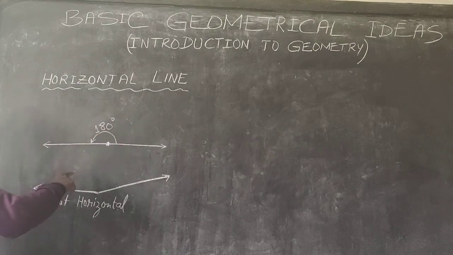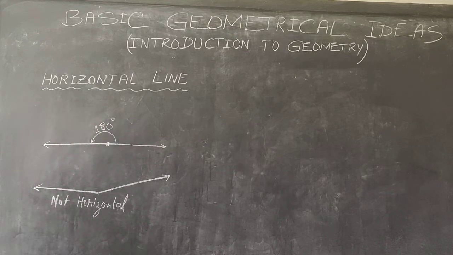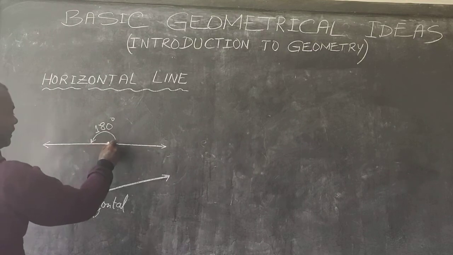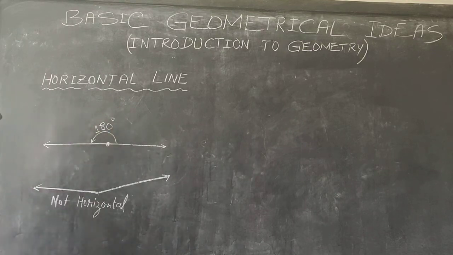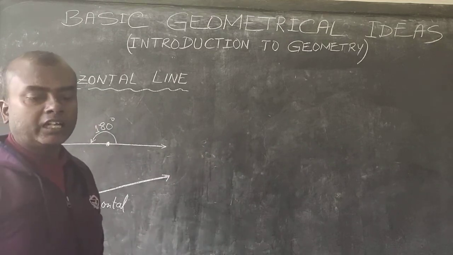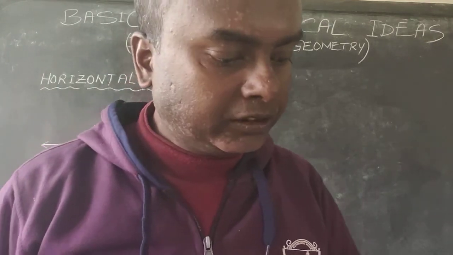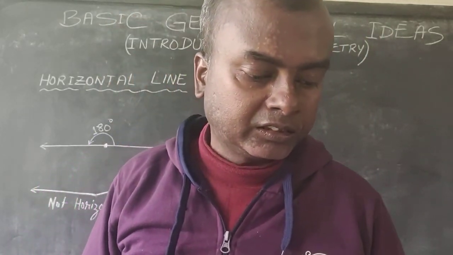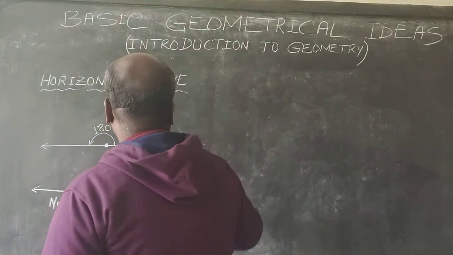So remember, horizontal lines are lines which are at 180 degree to each other. I mean, this is one side, this is another side of the line, and two of them are connected at one point, making 180 degree to each other. So these lines are considered to be horizontal lines. Horizontal lines. Next is vertical line.